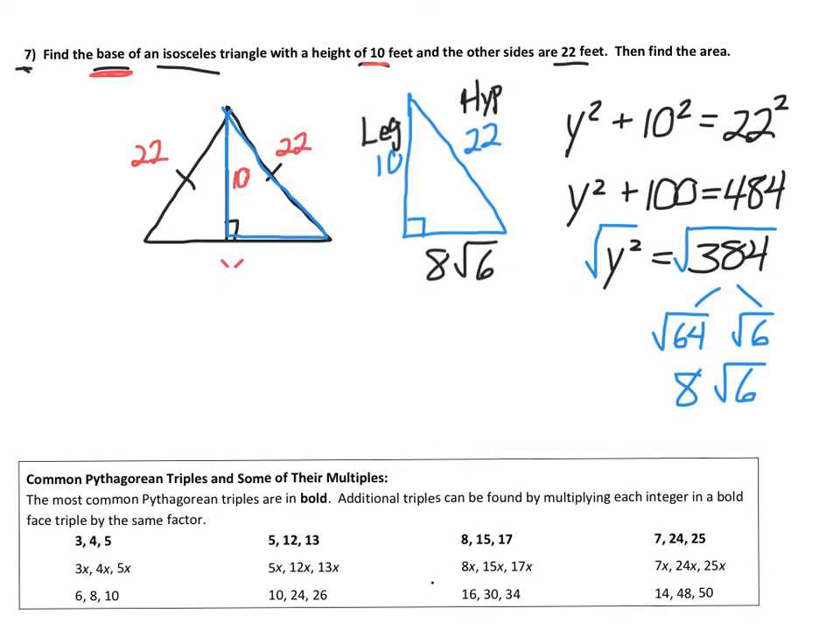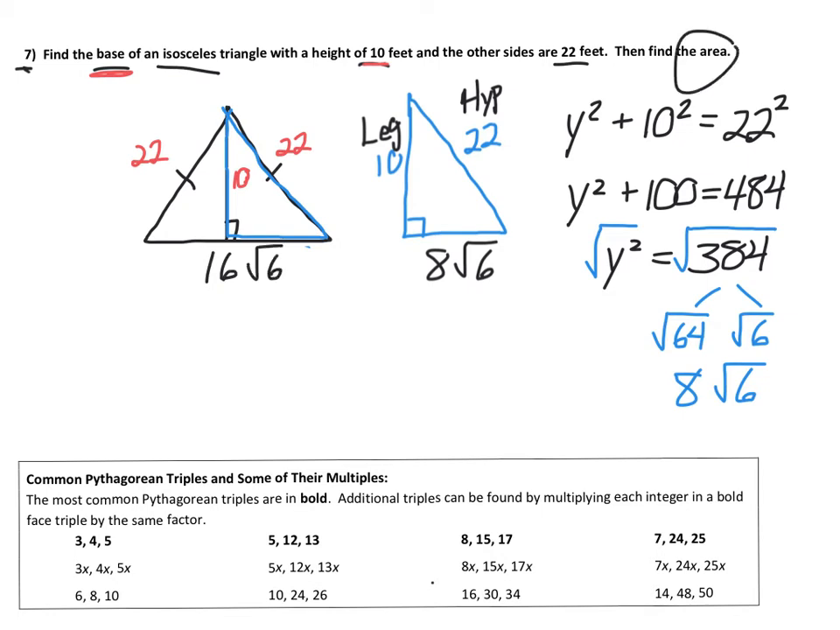So if I go back to my original picture, the isosceles triangle, what I'm saying now is that we have 8 radical 6 for the base of this triangle, and I'm going to have 8 radical 6 for the base of the triangle on the left. Well, I can do what I did earlier when we were looking for perimeter. I can add these two pieces up, 8 radical 6 and 8 radical 6, and together I'm going to get 16 radical 6.